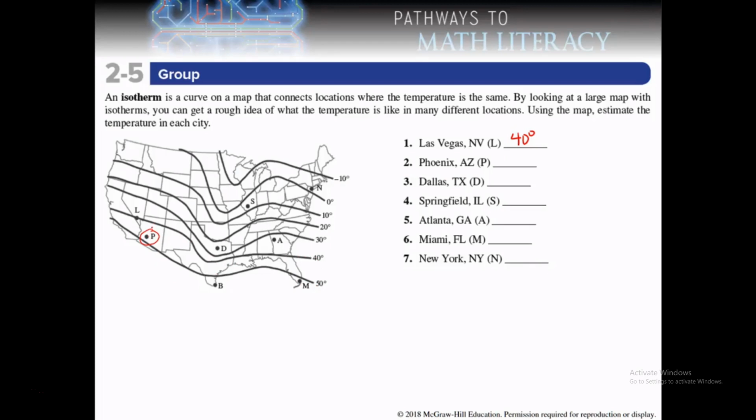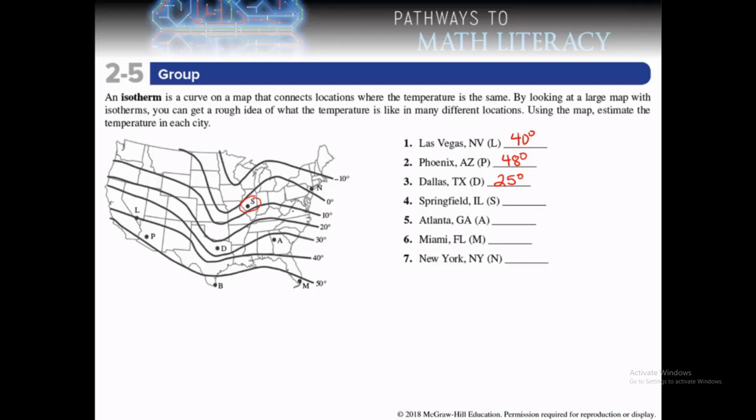In number 3, we're looking at Dallas, Texas, which is D. That one looks almost exactly halfway between the 20 and 30 degree lines, so we'll call that 25 degrees. In number 4, we're looking at Springfield, Illinois, which is S, and that is very close to where I am right now. And that looks like it's between 0 and 10 degrees, much closer to the 10-degree line, so maybe about 8 degrees. And we're actually having a cold snap, and that is about what it was today.